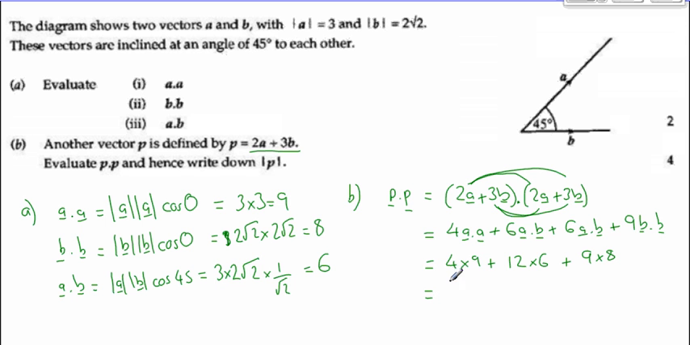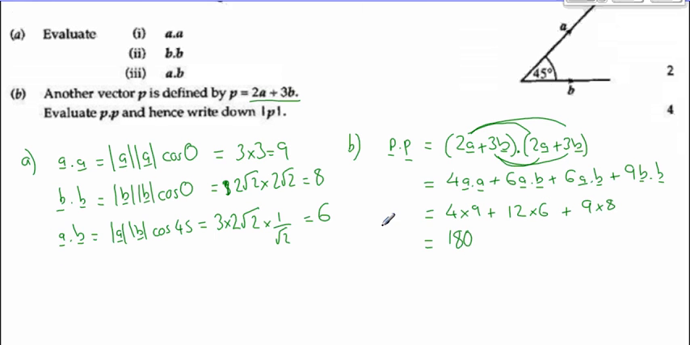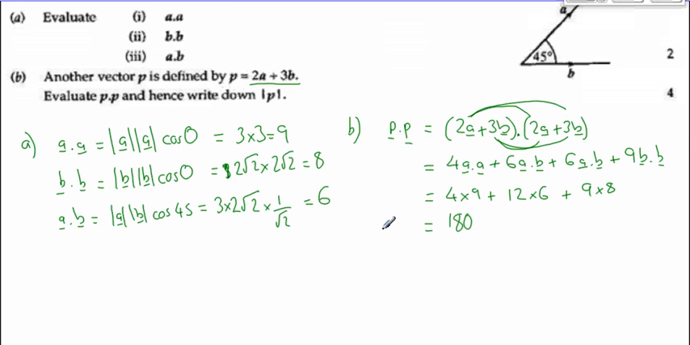Okay, and it's 180. Now the last bit there, for part B, this is us evaluating P dot P, and hence write down our root, the magnitude of P, sorry. Now we know that related to the magnitude, P dot P is equal to root P times root P times cos the angle between them, which again, because it's the same vector, we know is 0. So this just means the magnitude of P squared times 1.